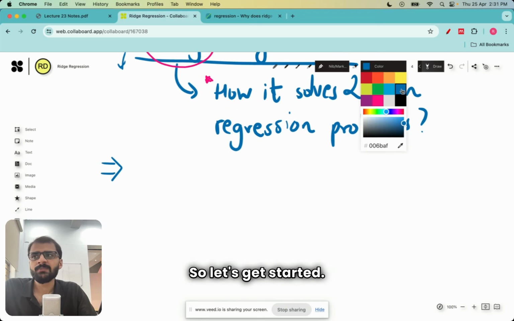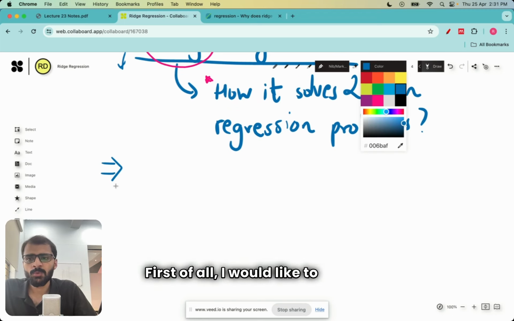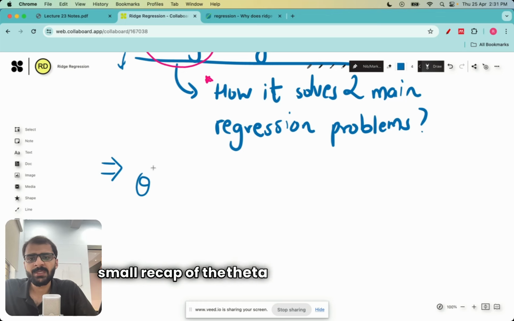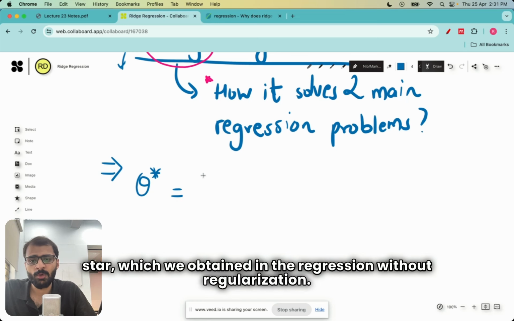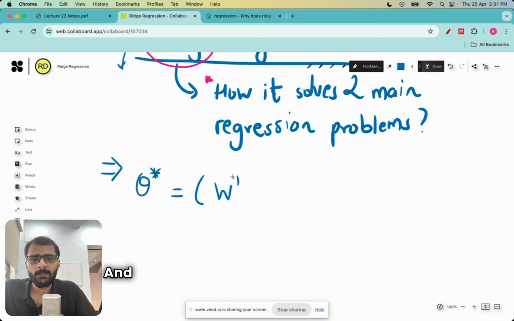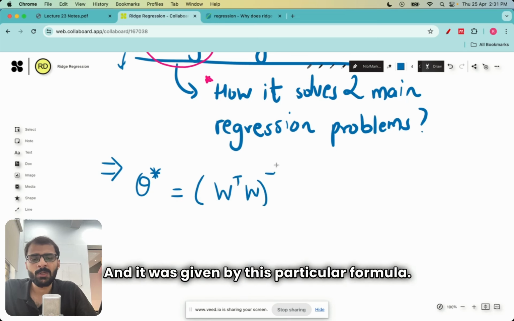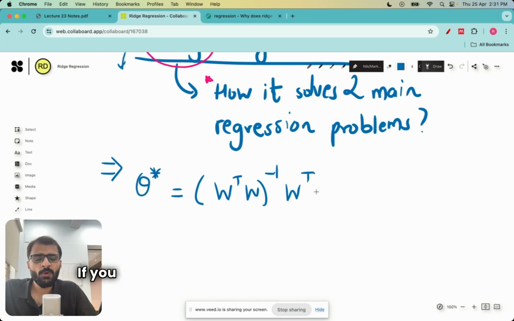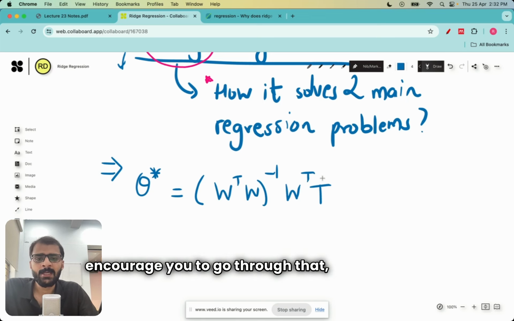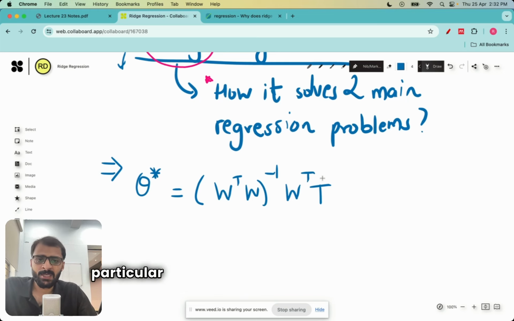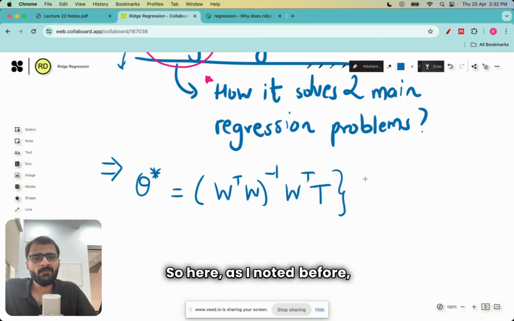So let's get started. First of all, I would like to have a small recap of the theta optimal, or the theta star, which we obtained in the regression without regularization. And it was given by this particular formula. If you have not seen the OLS lecture which was done in the previous class, I would highly encourage you to go through that, because then understanding this particular lecture will be so much easier. So here, as I noted before, we did not do regularization.